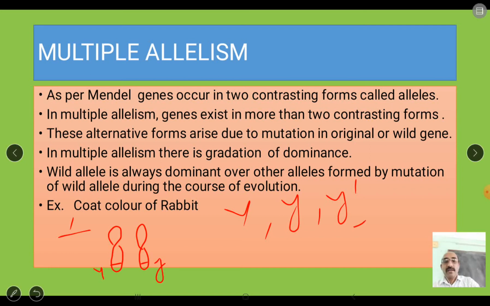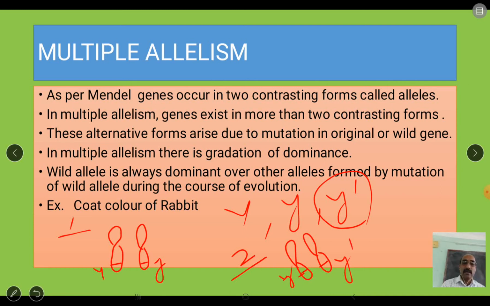Now, where does this y dash occur? Because it is a case of multiple allelism, it will occur in individual number 2, that is, within the population in another individual. Let me draw the homologous chromosome first. If it is located here small y, then here, at just the same locus in the homologous chromosome. So, this is how the location of multiple alleles works.